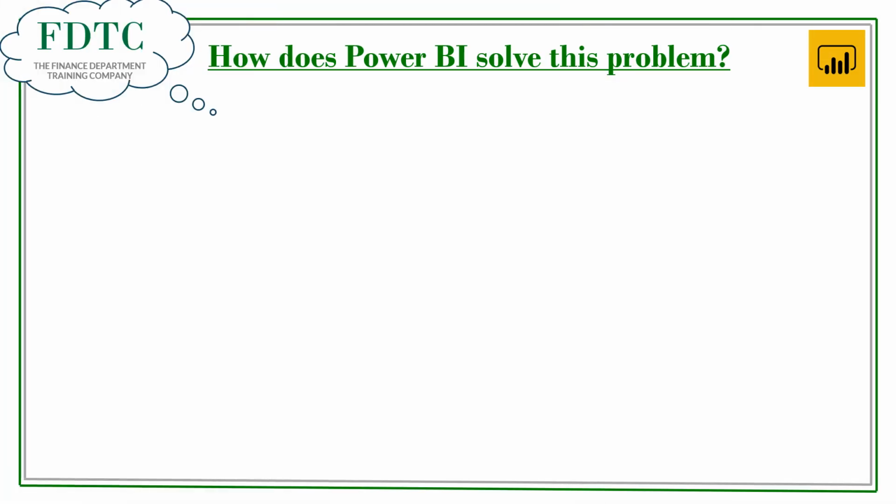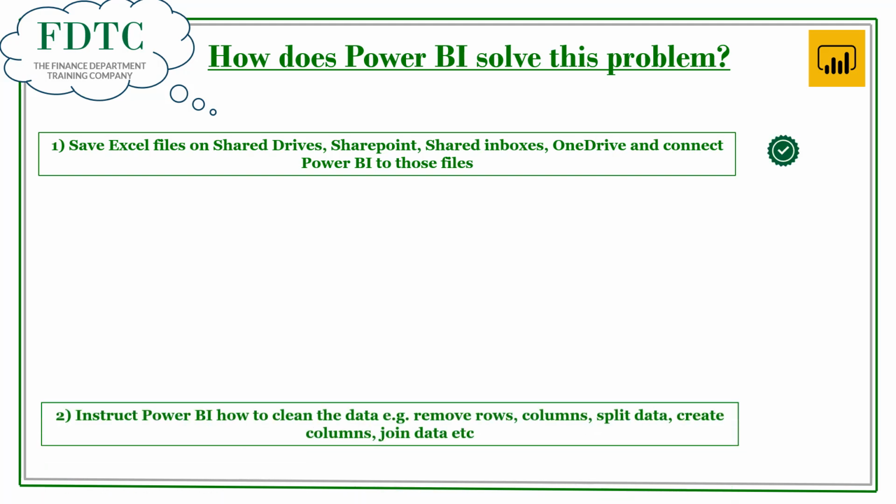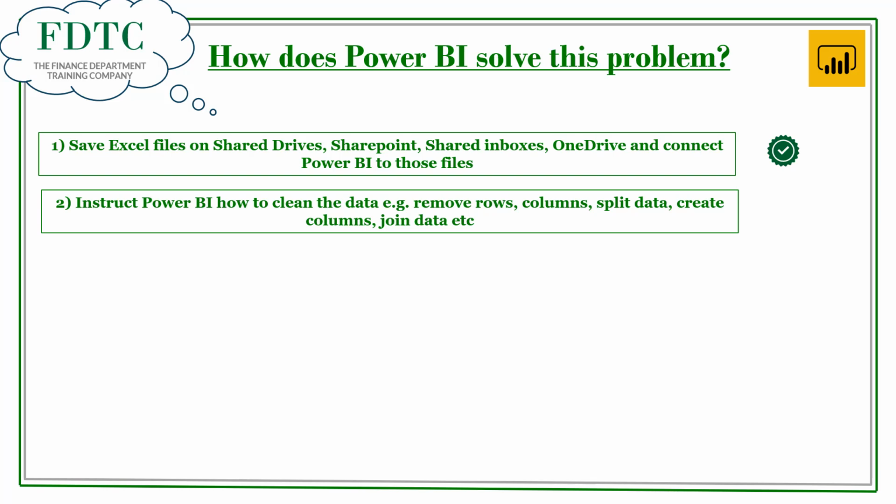So how can we get Power BI to solve this problem for us? First of all, we save Excel files on shared drives or SharePoint, shared inboxes, OneDrive, all that good stuff, and connect Power BI to those files. We then instruct Power BI how to clean the data. We show Power BI the different transformational steps that we have to go to clean the data, to change it from how the Excel file looks when we start to how we want it to look in order to be able to use it in our ongoing reports.